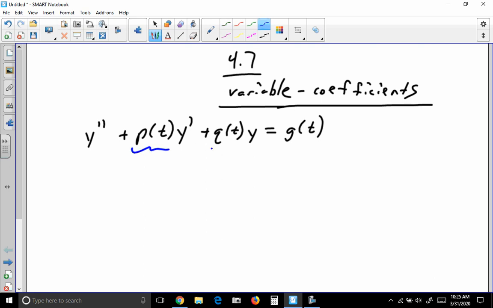So p of t and q of t are going to be variable coefficients of our function, our derivative, and our second derivative. Instead of in all the other sections in this chapter, where all these coefficients were constants. So the first type we're going to look at is a very specific one, and it's known as the Cauchy-Euler equation.